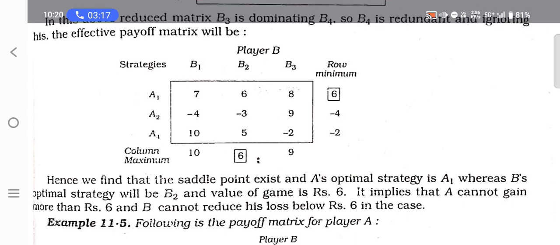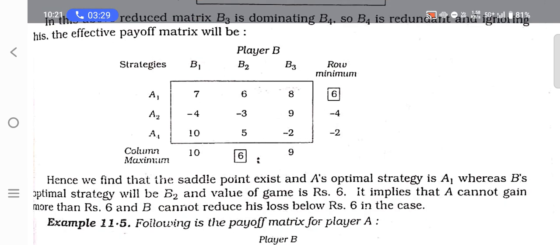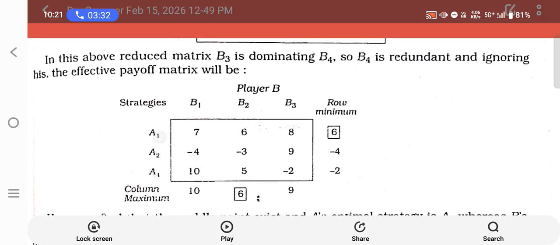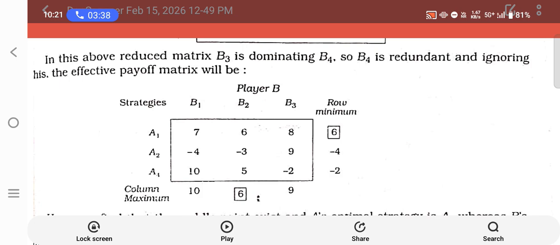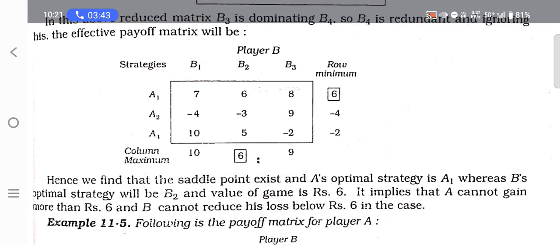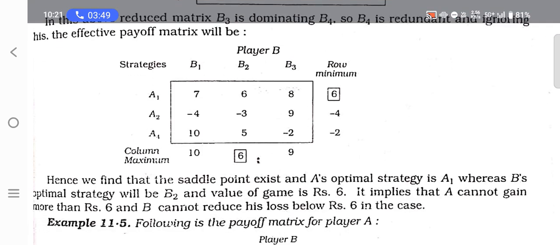Now use the maximin and minimax principle. Take the row minimum and column maximum. For player A, for the A1 strategy, the minimum value is 6. For the A2 strategy, -4, and for the A4 strategy, -2. For player B, along the B1 column, the column maximum value is 10, the maximum value for the B2 column is 6, and for the B3 column is 9. Take the maximum of the row minimums, which is 6, and take the minimum of the column maximums, that is 6.